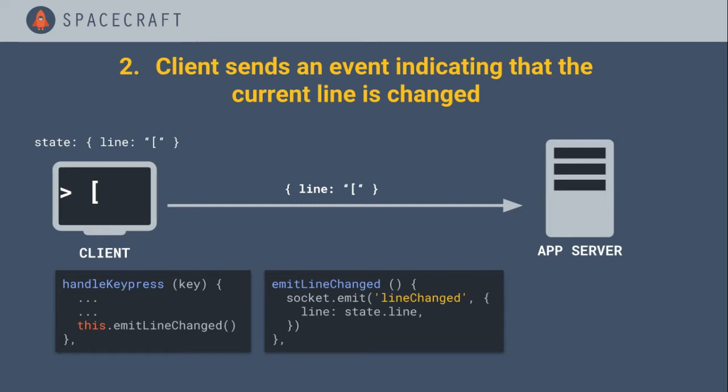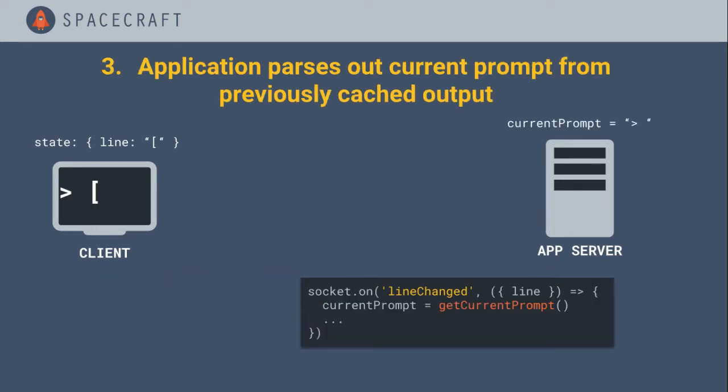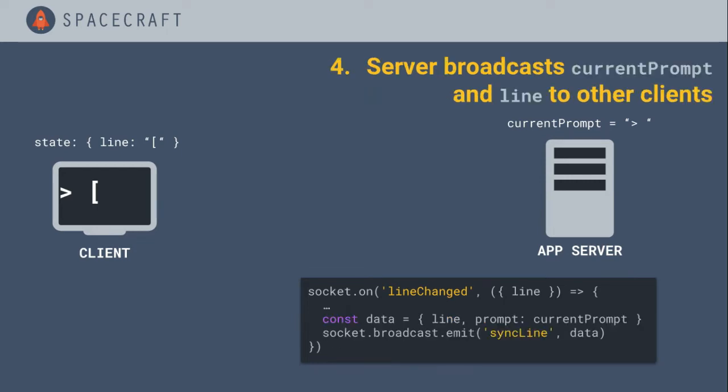with the current line. Our app server will receive that line, and then our app server will also compute the prompt from the previously cached output. Now, why is this important? This is important so that we can rewrite the entire line by rewriting the prompt first and then the line. Although there are other ways to do that, we feel that this is the cleanest way because we're resetting the entire line every time the client presses a key. With that, we can broadcast the current prompt line to other clients.